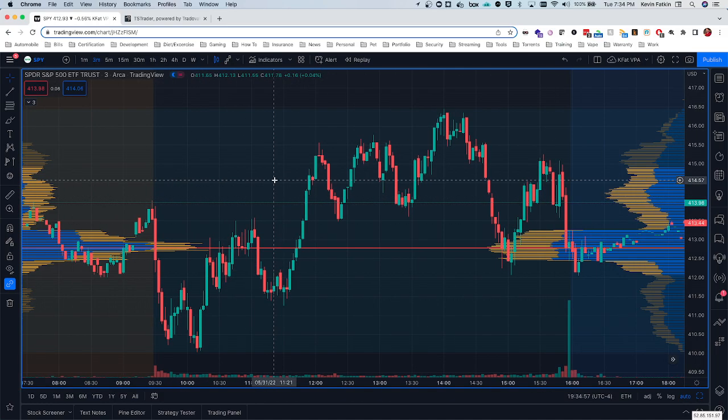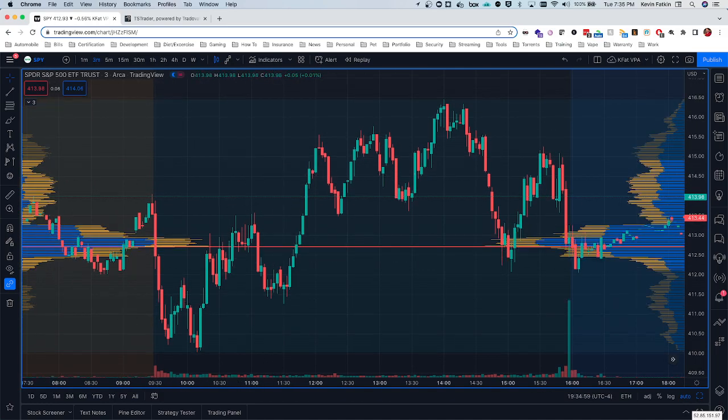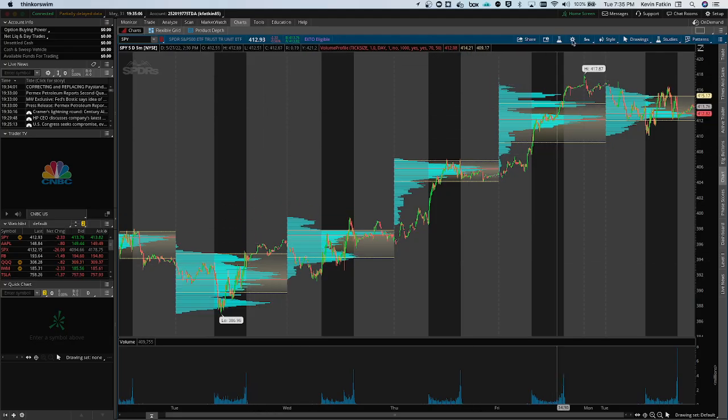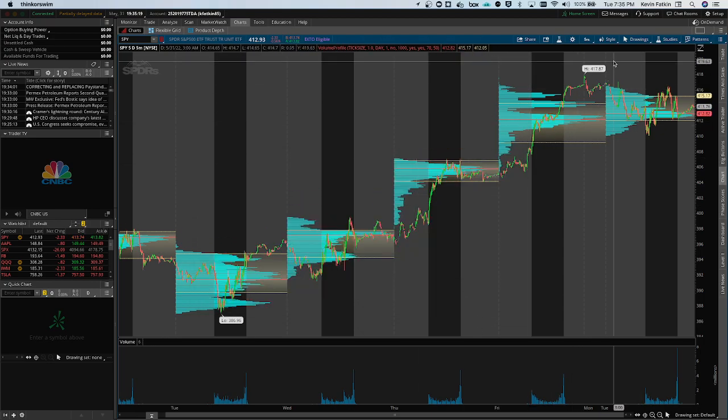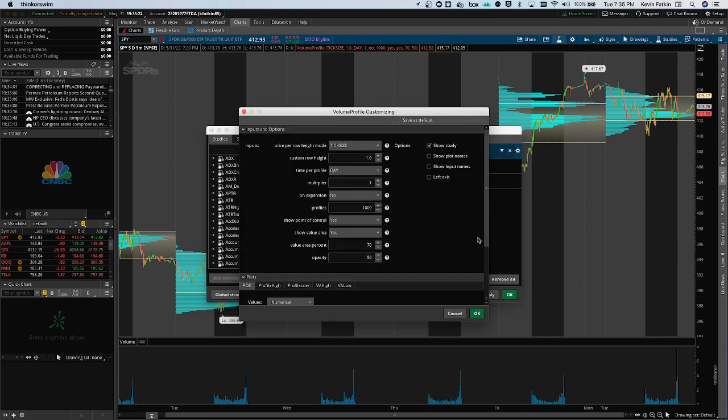Now, if you use Thinkorswim, there's been quite a few people that have asked me about this, so I just wanted to touch on it. You can use volume profile, and you can use it in a very similar way. If you go up here to your studies and search volume profile, you'll see it here. And if you click that and you want to get it displayed like this, which I highly recommend doing, you go into settings, and price per row height mode, set it to tick size, leave this as is. Now this is where you can set it to day, week, month, hour, whatever you want, which is very useful.